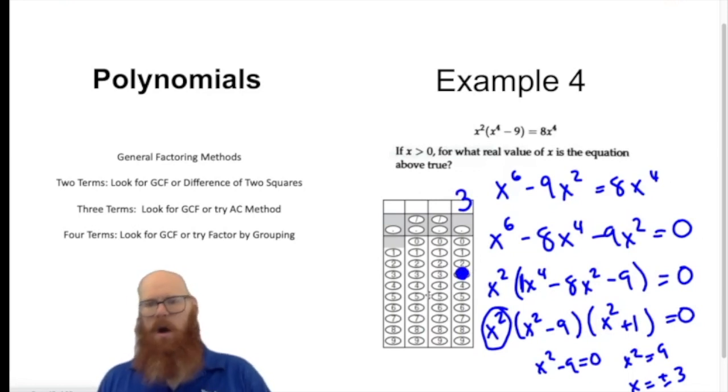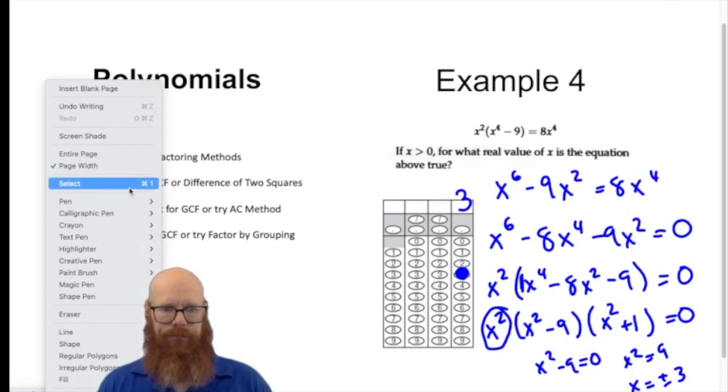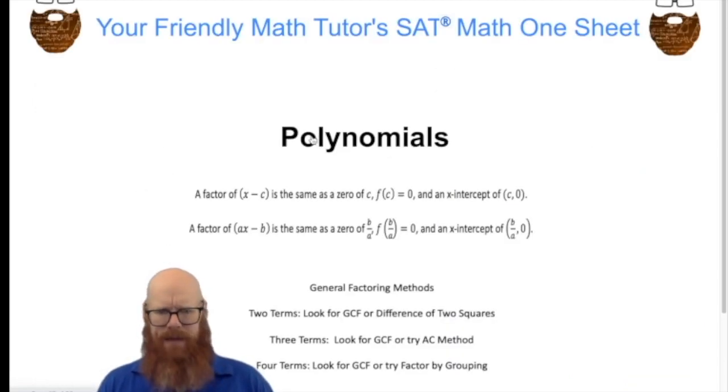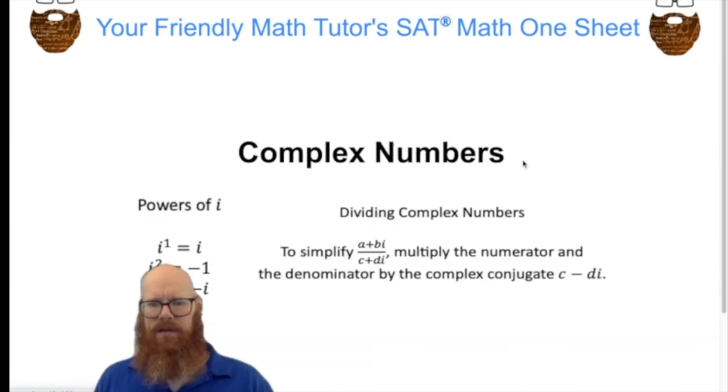All right, so remember, when we're solving a polynomial equation, we need everything to equal 0, and then we factor. Here's, again, just our quick rules on what to look for whenever you're factoring. All right, let's head back to our one sheet. And now we're going to dive into complex numbers.